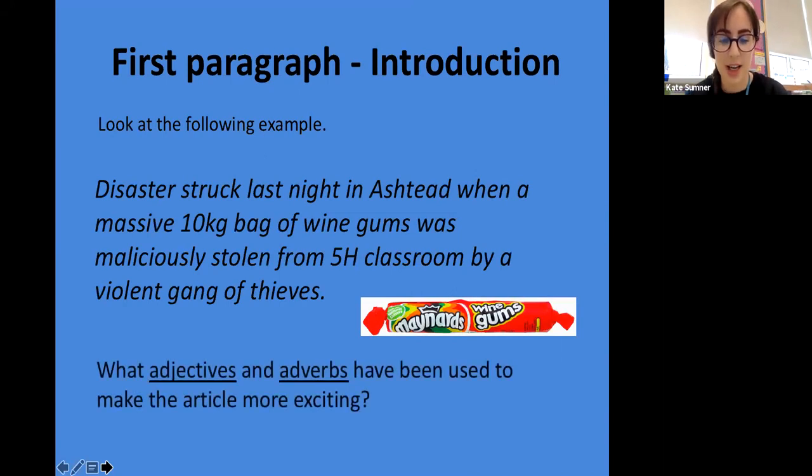And the adjectives and adverbs in here, we've got massive, maliciously, violent in the first paragraph. And they just make it emphasize it a bit more, don't they? Make it stronger.